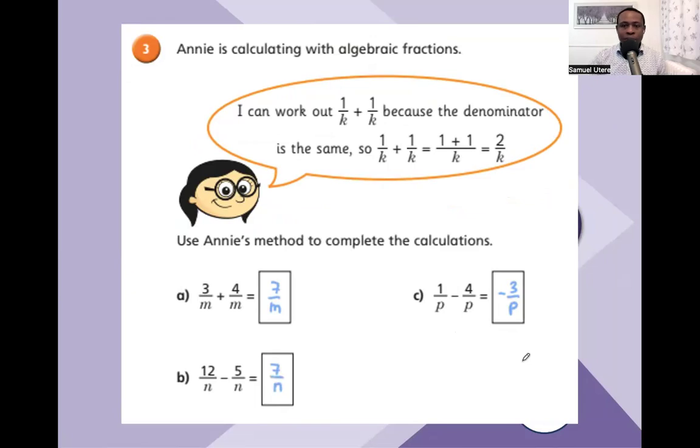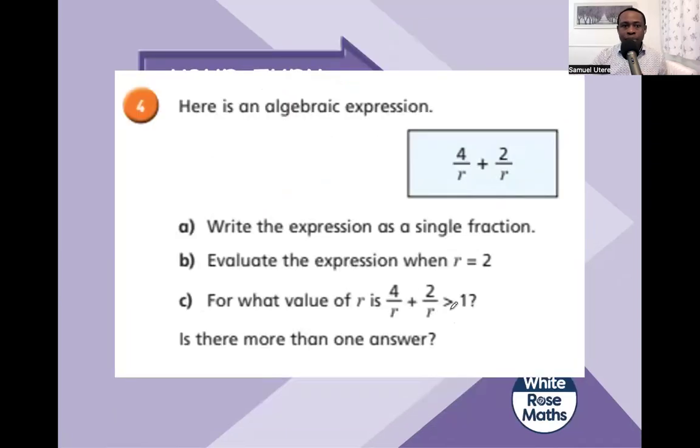Of course, you can see the answers, right? So the denominators are equivalent, are the same, so you simply just add or subtract the numerators, okay? So this will be 3 add 4, this will be 12 subtract 5, which is 7 over n, okay? 1 minus 4 is negative 3, so it doesn't change anything. You maintain the same principles you know in maths, provided you know you're doing the right thing, okay? So your answer will be negative 3 over p.